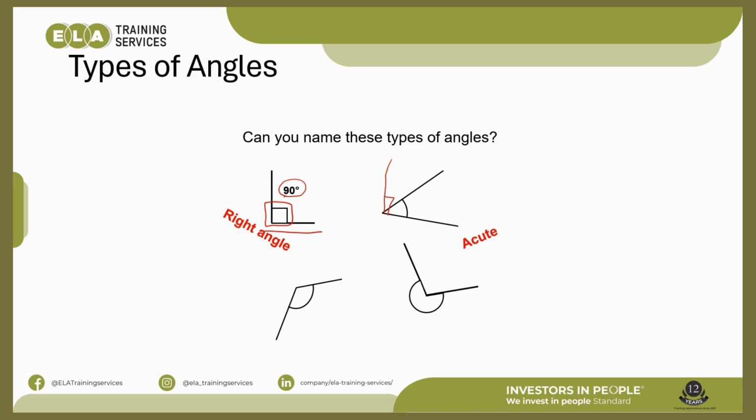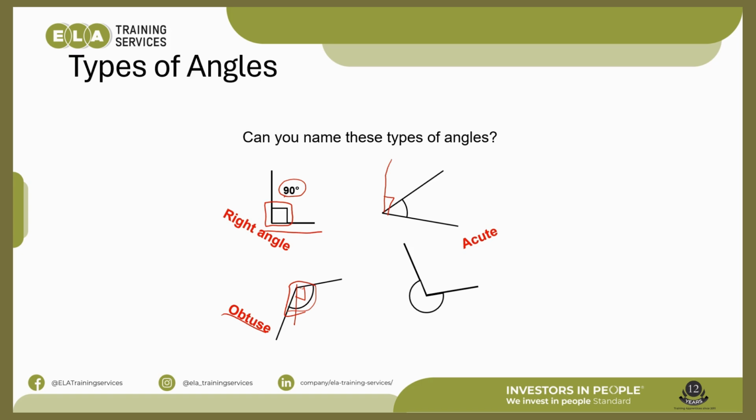Here, we have an angle that is bigger than 90 degrees. Another way of remembering this for obtuse is if something is big, obese, it's bigger than 90, therefore it must be an obtuse angle.